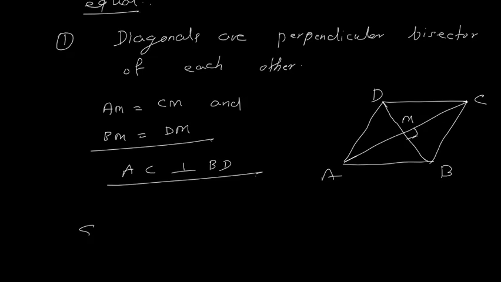Next is square. Now square is a rhombus. That means square, it satisfies all the properties of rhombus. So square is a rhombus with one angle 90 degree. So as we discussed about rectangles, rectangle is a parallelogram with one angle 90 degree. Similarly, square is a rhombus with one angle 90 degree.